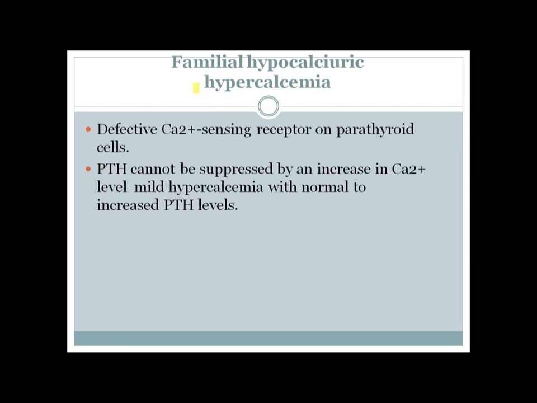And there is another condition known as familial hypocalciuric hypercalcemia. This occurs due to a defective calcium receptor on parathyroid cells. So parathyroid hormone cannot be suppressed by an increase in calcium, so there will be an increased parathyroid hormone level, which will lead to increased calcium, and it causes mild hypercalcemia.